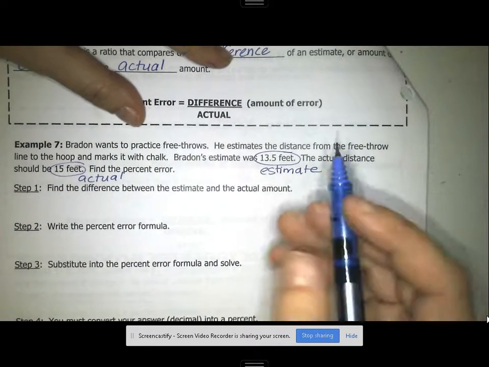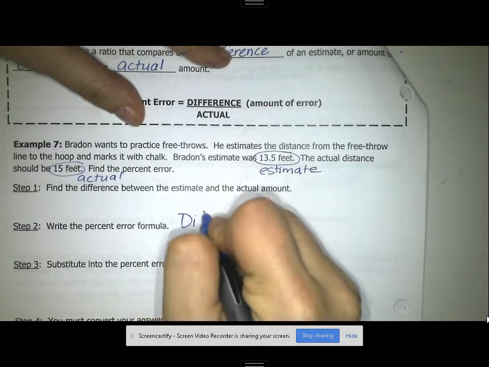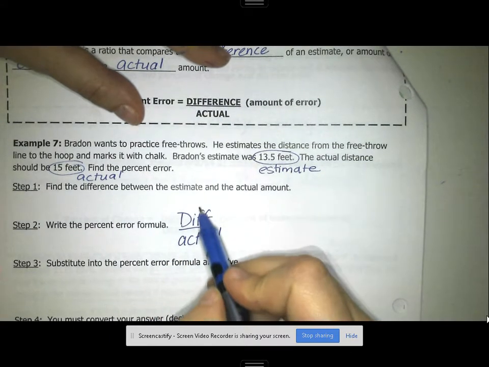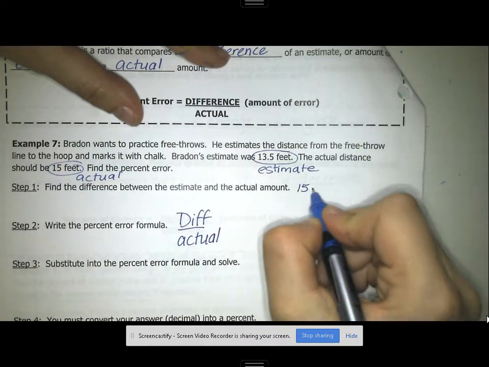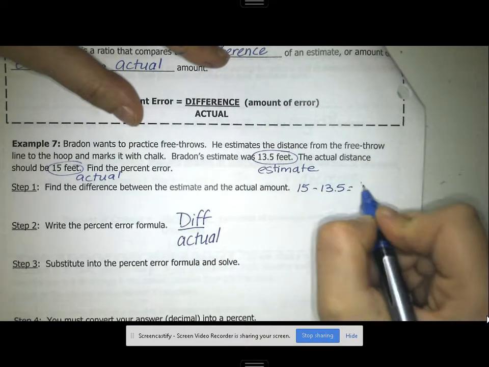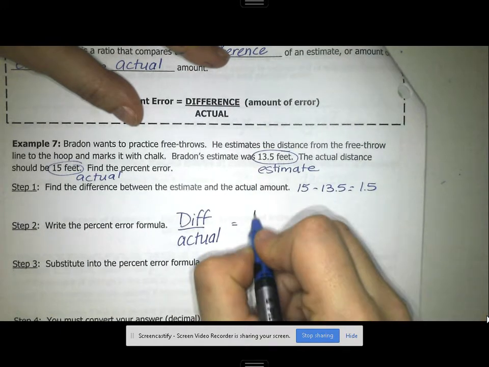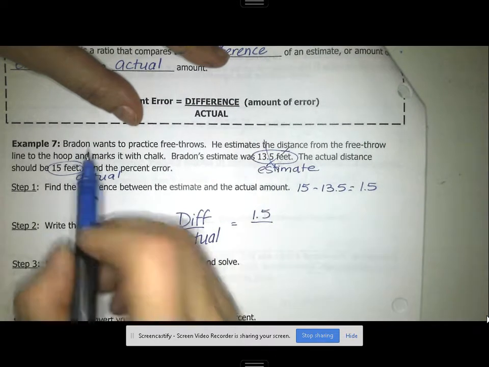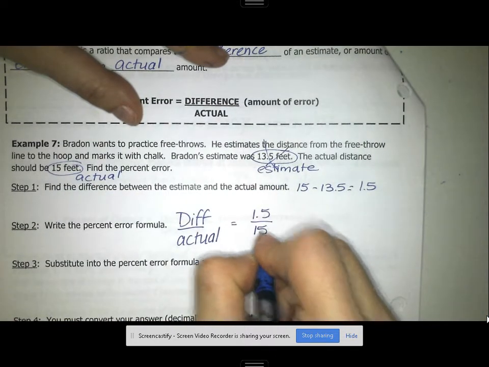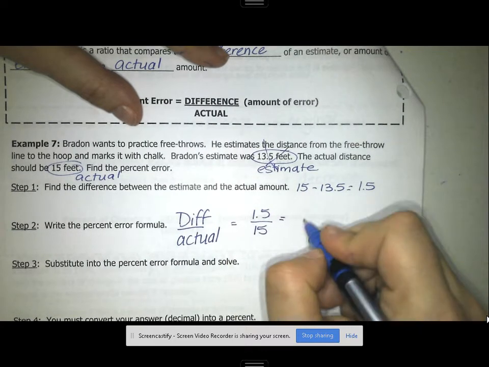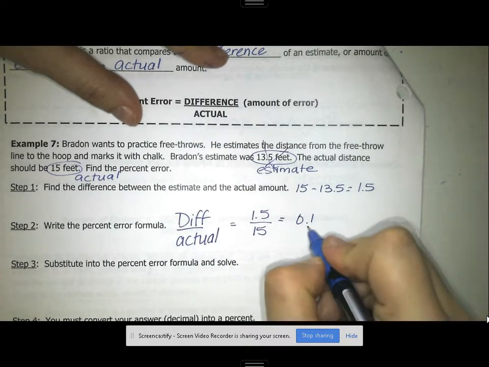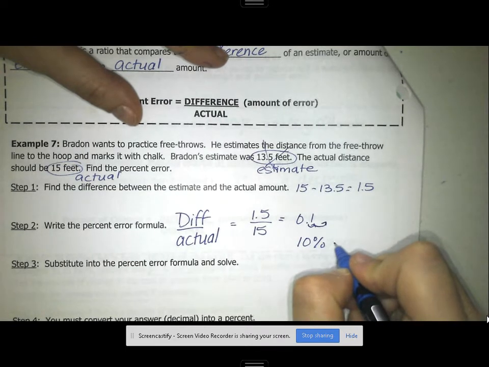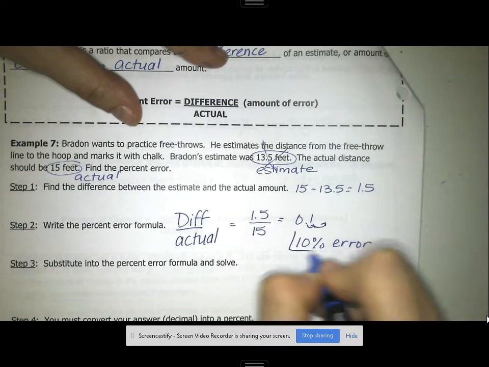So let's see. For percent error, I'm going to do difference over actual. So first of all, I need to figure out the difference. So 15 minus 13.5 is 1.5. So the difference is 1.5. And the actual, okay, I'm not going to use the estimate, right? The actual is 15. And if I plug this in my calculator, I get 0.1, which if I move the decimal over twice is 10%, and you're going to label it as an error, 10% error.